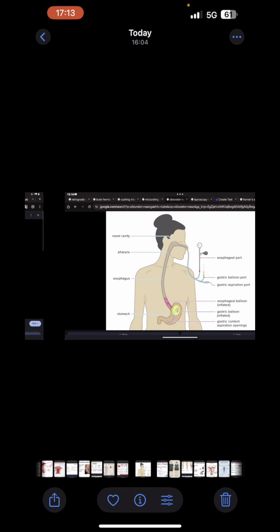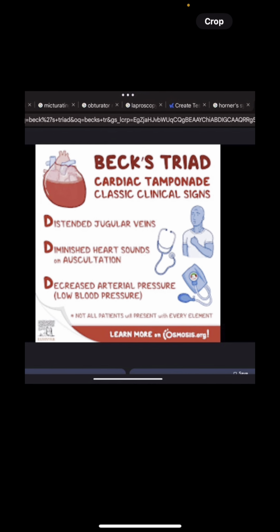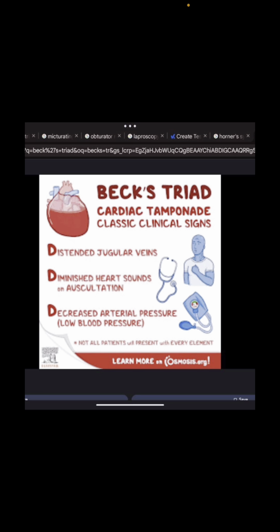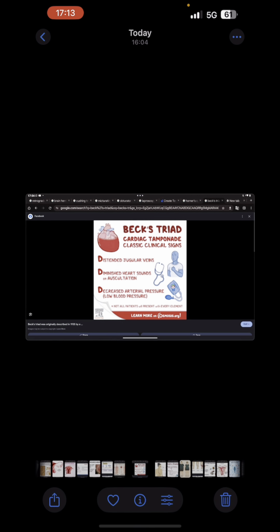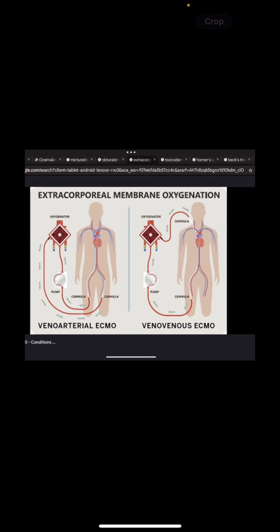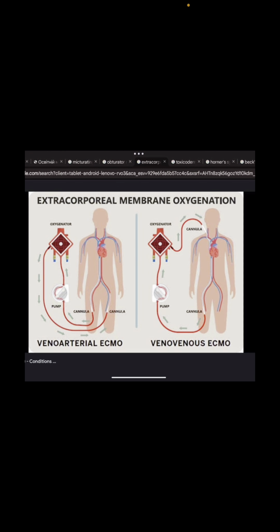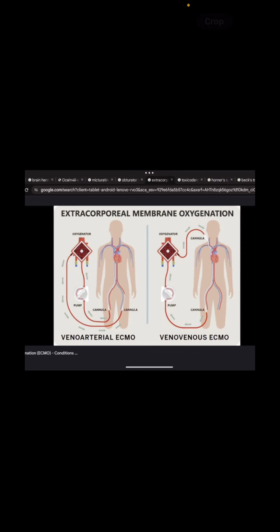It is easy, everyone knows about it. Back to the triad we have done, which is distended jugular veins, muffled heart sounds and decrease in arterial pressure. This is the photo showing the extracorporeal membrane oxygenation. I saw it somewhere in the KROK question that they are using it somewhere.